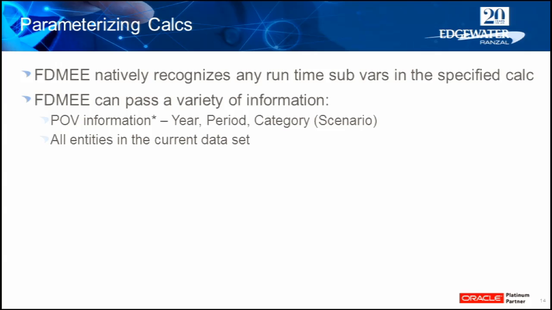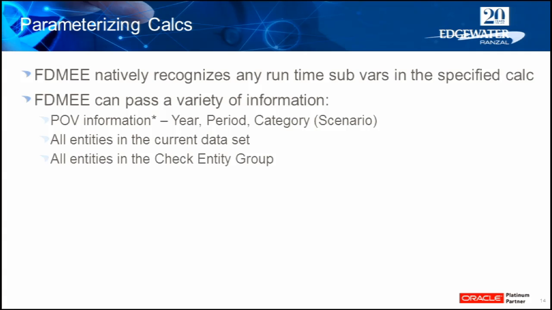I can do it based on all the entities that are in the data set. So FDMEE has an entity dimension, same thing as like a country dimension in Planning. For the data set that's being processed, clear only the entities in the data set. So again, if I start to break up my data into individual subsets that have 1 or 2 entities, I'm only going to clear those 1 or 2 entities when I load that individual data set.